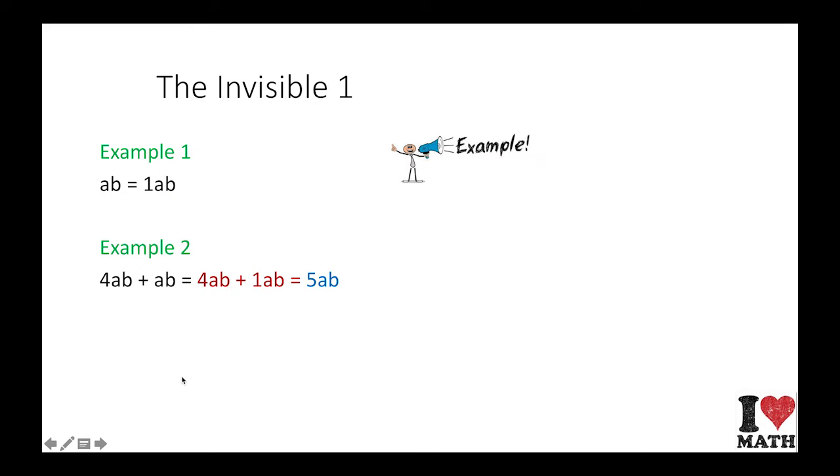Going further, talking about the invisible one: whenever you see a group of letters without a number before it, that means it's a 1 before. So here's a practical example. We have 4ab plus ab, which is actually 4ab plus 1ab, which is 5ab.